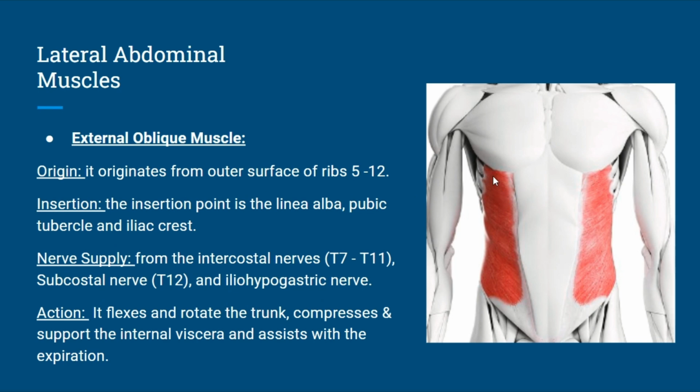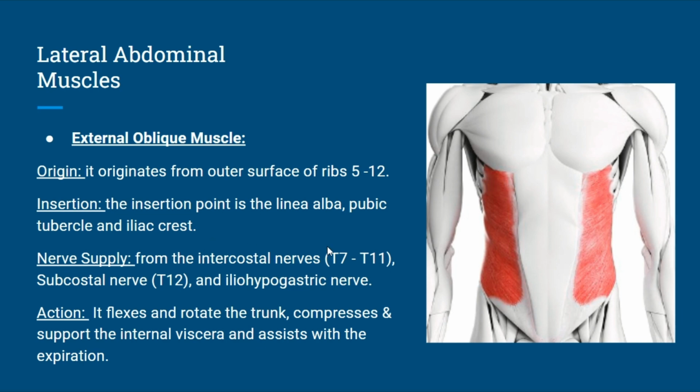On the figure right here, you see these red muscles. It originates from the outer surface of ribs 5 to 12. So you see this is the origination point of the external oblique muscle. It's like interdigitating, like putting your fingers in the pocket on each side of your abdomen. So these are interdigitating, coming from here on each side.